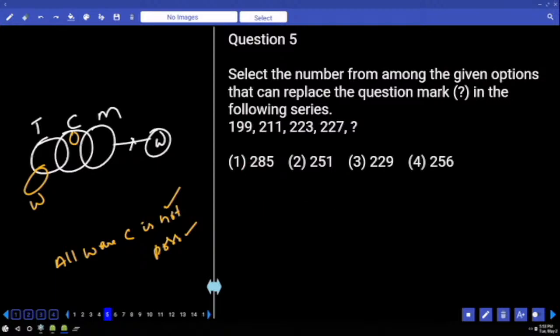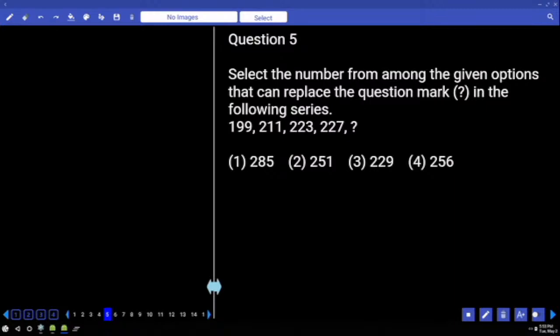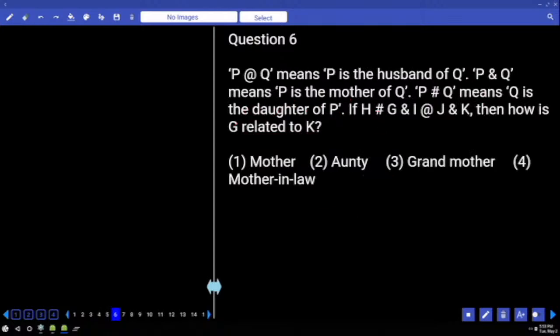Then coming to the fifth one, question number 5. 229. Why is it 229? All the given numbers are prime numbers starting with 199 in ascending order. 199, 211, 223, 227. The next prime number after 227 is 229. Prime numbers. Question number 5.